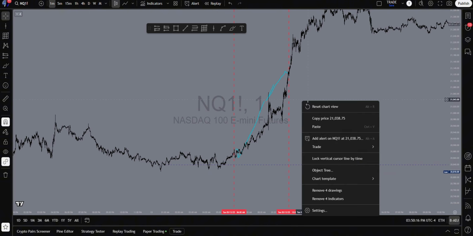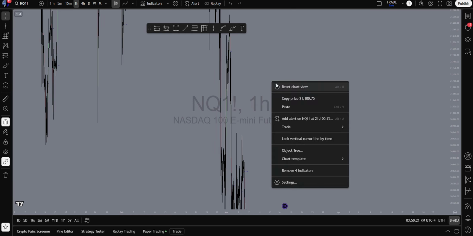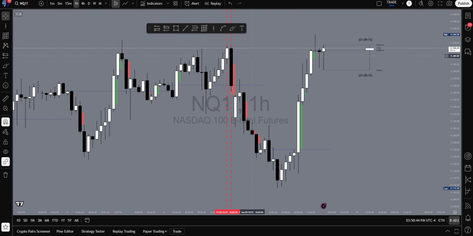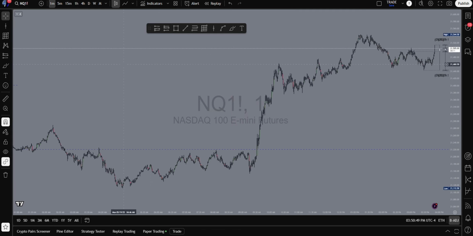I'm going to go ahead and find one more example, let's try our 1 hour. With our 1 hour, we're going to pick a random candle. I'm going to do the one previous. So we have a bullish and then a bearish. We want to zoom back out.